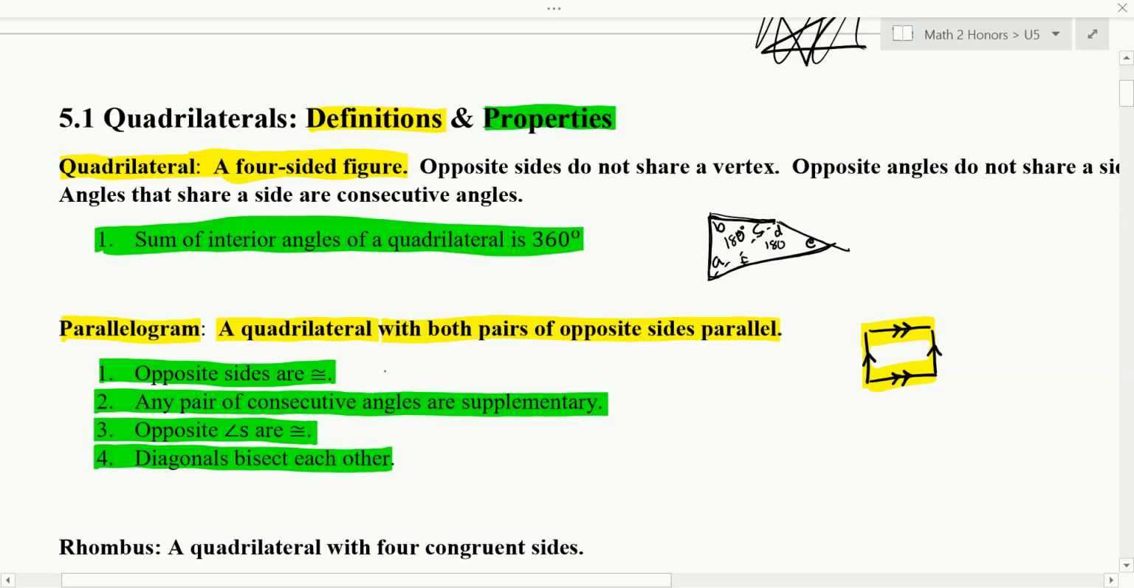So what does that mean? Well, opposite sides are congruent. If I have a parallelogram, that means these two sides are going to be matching, and these two sides are going to be matching. Any pair of consecutive angles are supplementary. What does that mean?